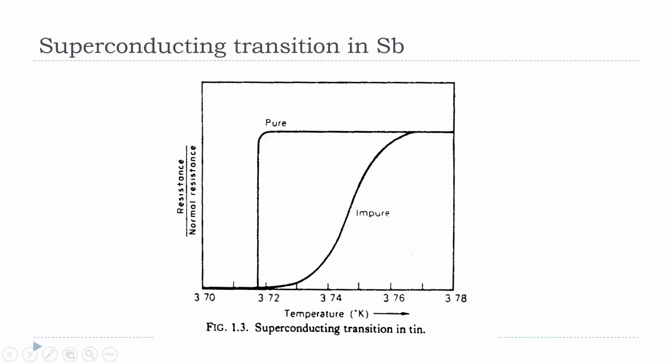In this diagram, we can see that the superconducting transition is studied in the pure and impure states of tin. When tin was cooled to its critical temperature, the impure sample showed a gradual decrease in its resistance, whereas the pure sample showed a sharp change in its resistance.